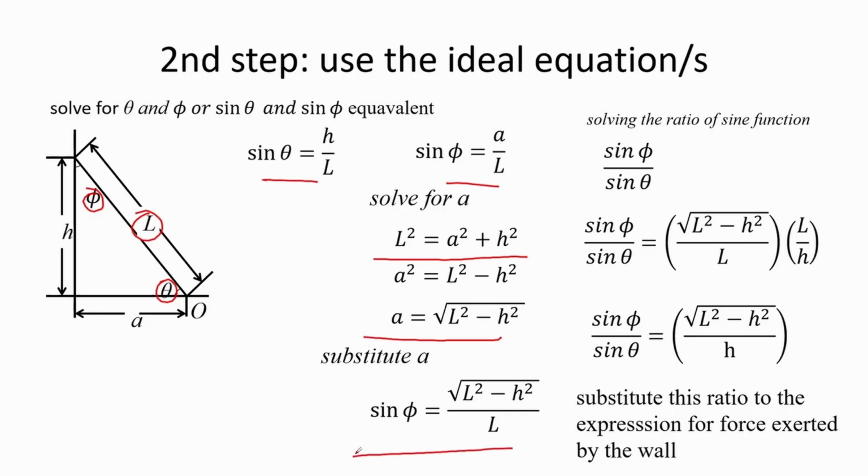Substituting this into our sine phi function, we get that sine phi is equal to the square root of the difference of the squares of L and h, over L. Now we can stop here and substitute these values, but we can also simplify the ratio of the sine functions that is present in the equation for the force exerted by the wall. The sine ratio of phi over theta is found by substituting the values of the individual sine of each angle, and we get that it is equal to the square root of the difference of the squares of L and h over h. We then substitute this back into the expression for Fw.